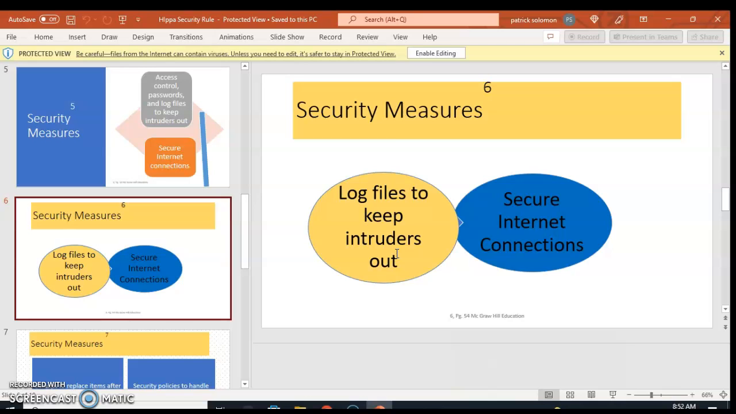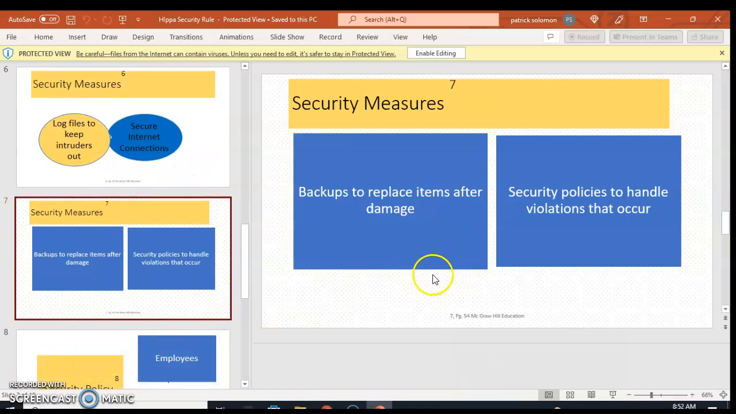Another security measure is backing up copies of all the information, whether you back it up on CDs or another hard drive, just in case there's damage, just in case there's a storm, and so you have all the data that you previously had.